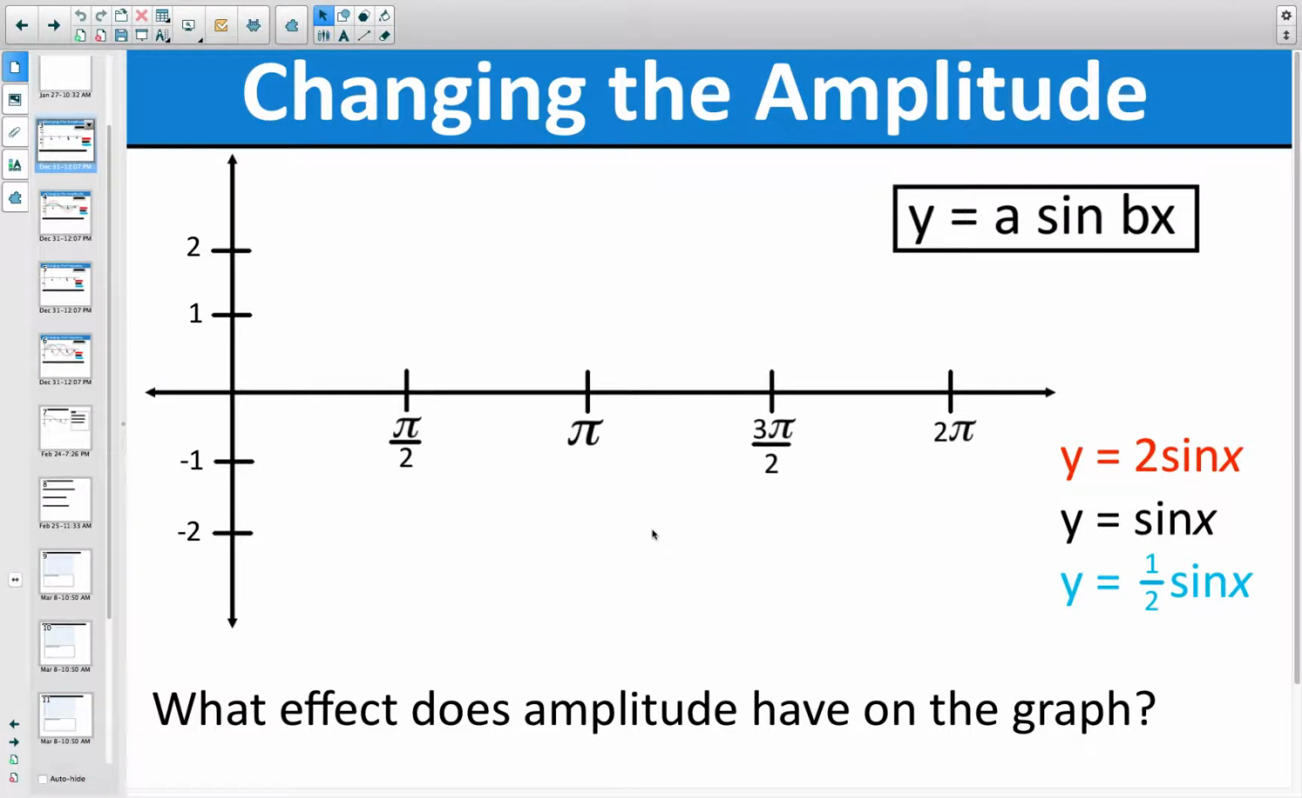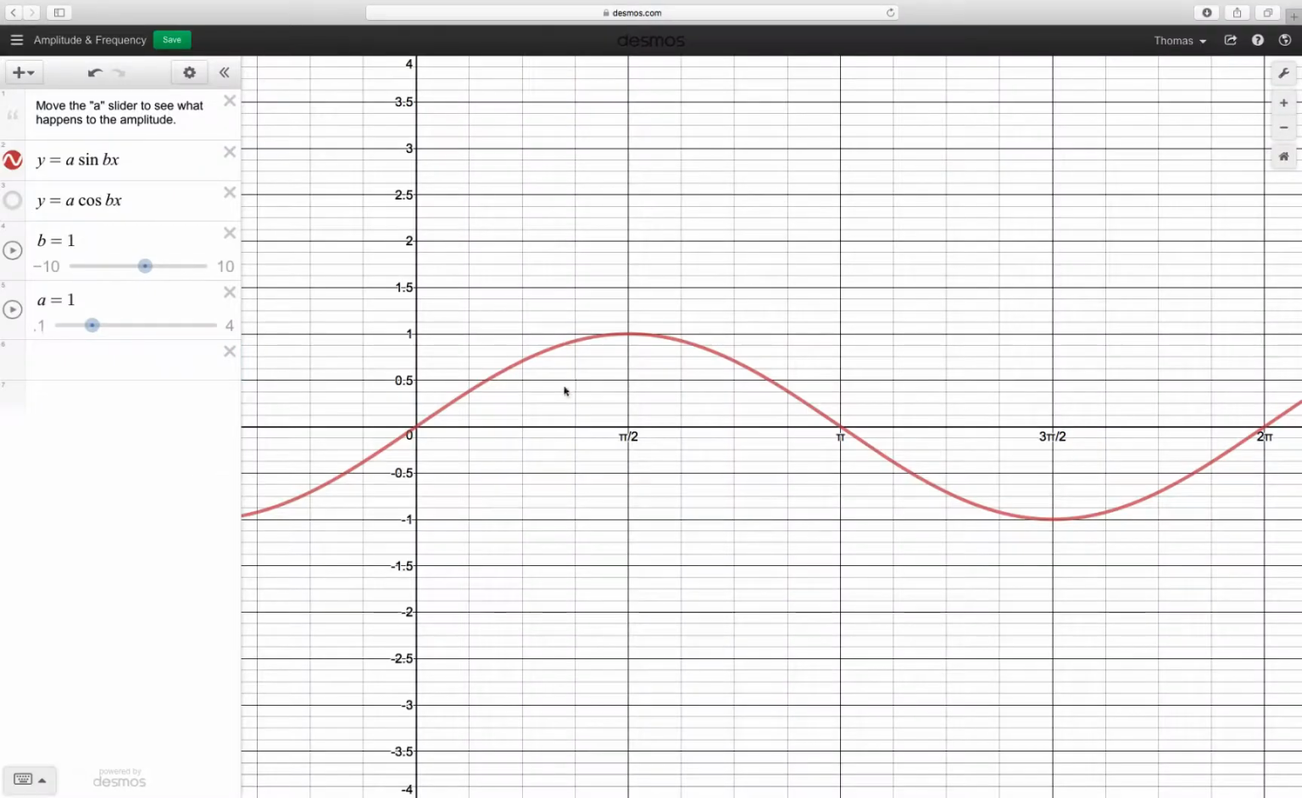Now that we looked at the basic sine and cosine graphs, we're going to take a look at what effect changing the amplitude and frequency has on a graph. So here is our sine curve. It's our basic y equals sine of x curve.